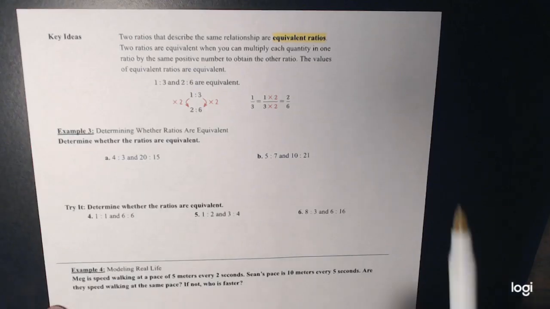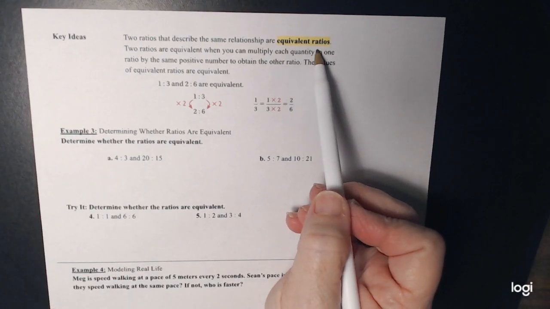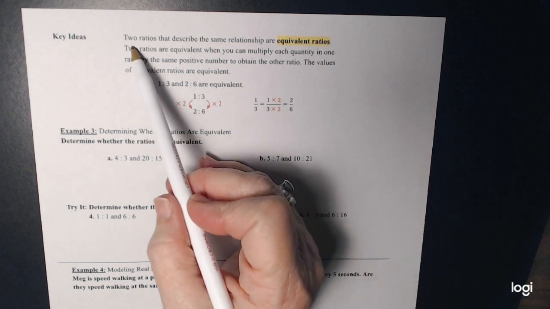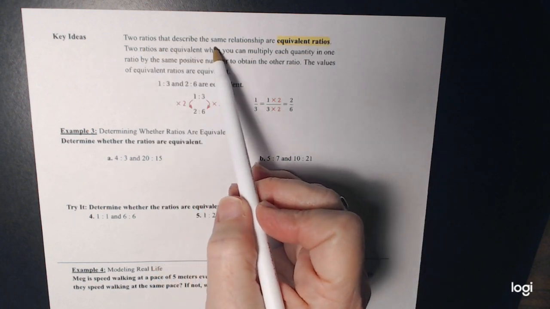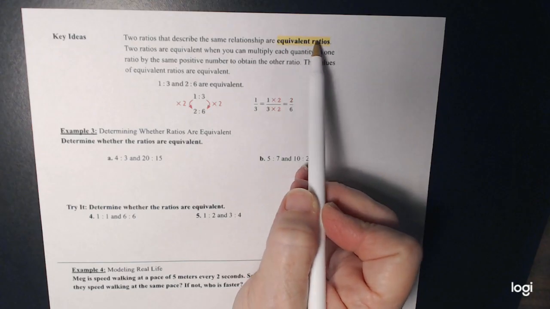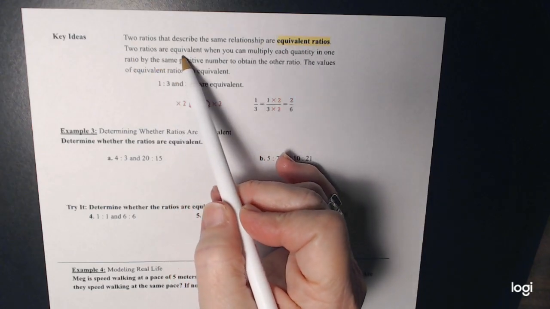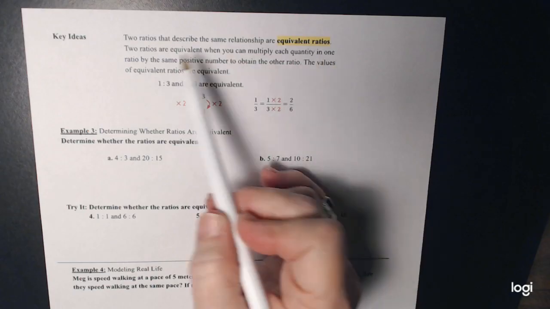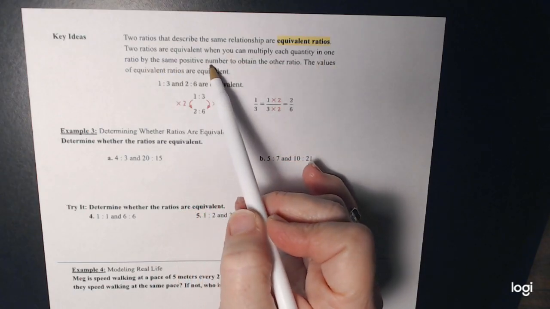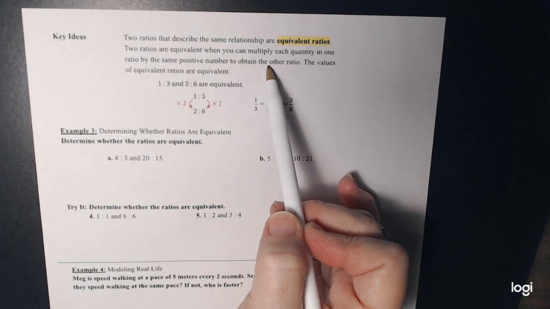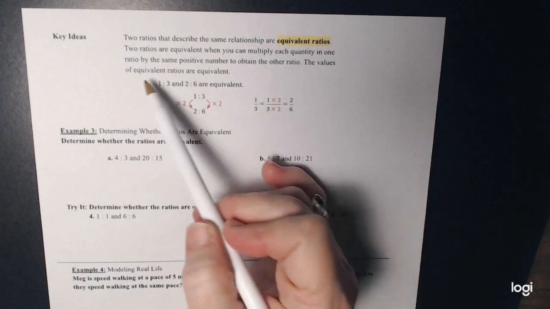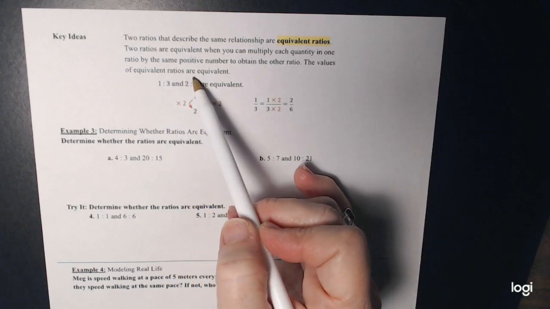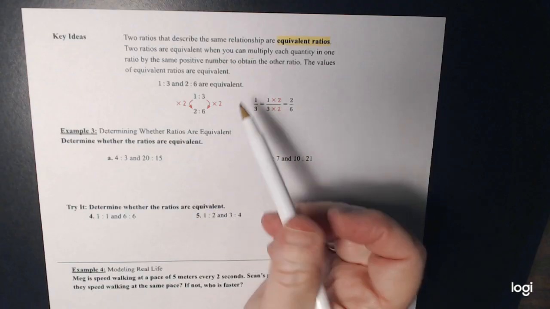All right, remember we're going to continue looking at ratios. Remember, ratios are two numbers. It says two ratios that describe the same relationship are equivalent ratios. Two ratios are equivalent when you can multiply each quantity in one ratio by the same positive number to obtain the other ratio. The values of equivalent ratios then are equivalent. All right, well, let's see what they mean by that.